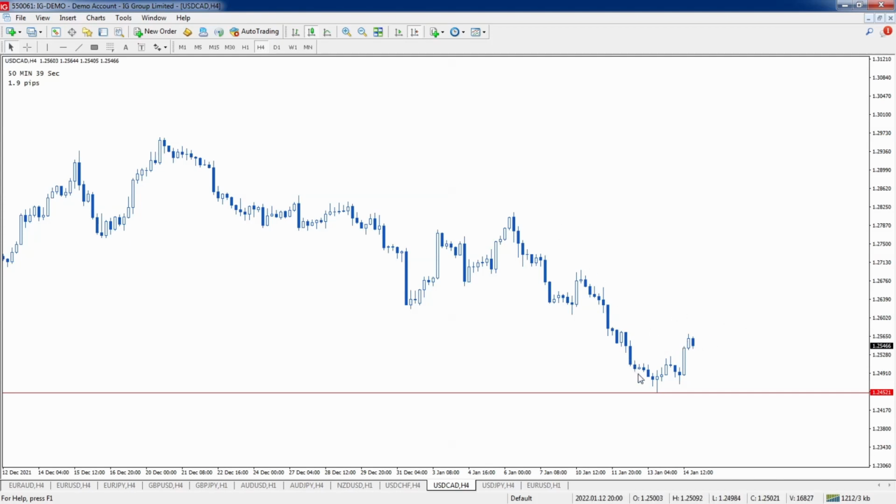But look for the impulse move, wait for the correction, and then trade in the direction of that initial impulse move.